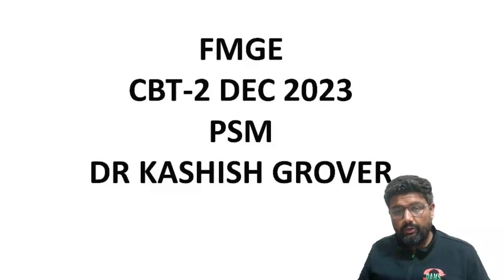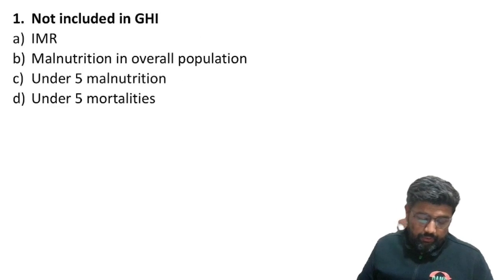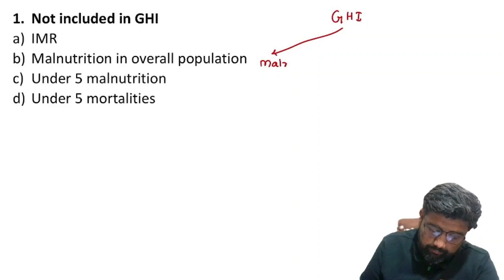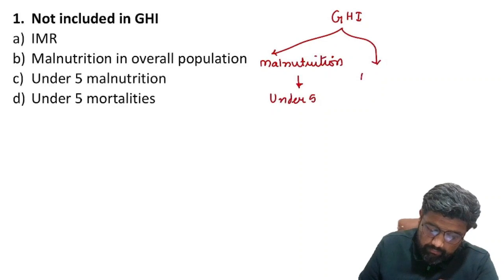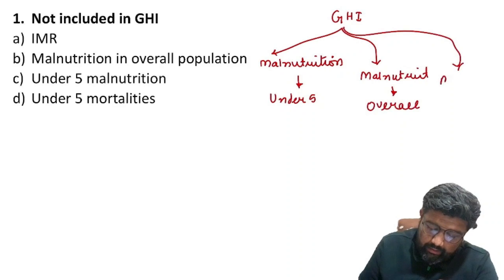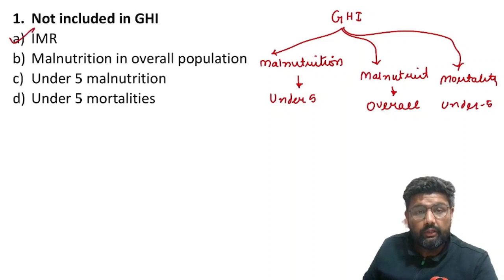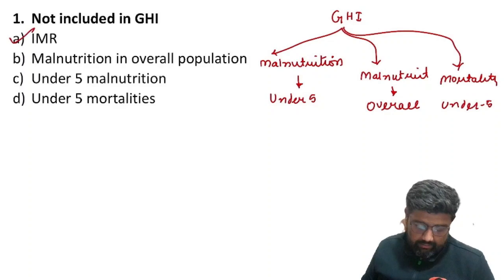Discussing PSM questions in CBT paper 2. Which of the following is not included in Global Hunger Index? Global Hunger Index includes malnutrition in under 5 population, malnutrition in overall population, and mortality in under 5. But infant mortality rate is not included, right? So option A is the correct answer here.